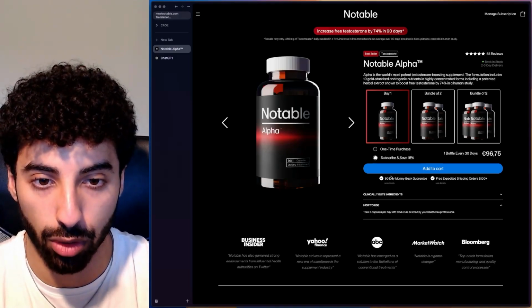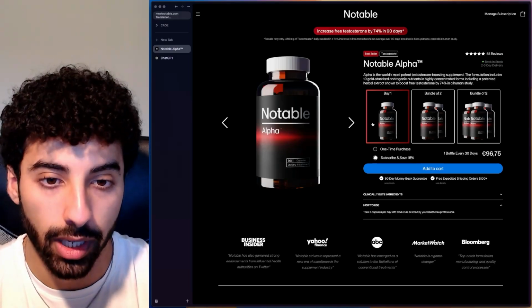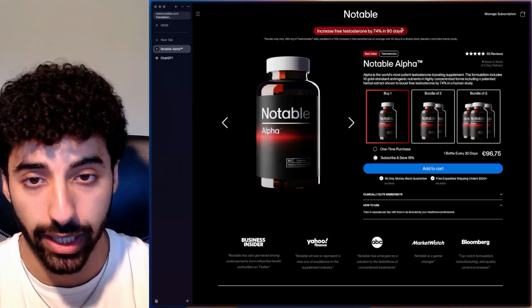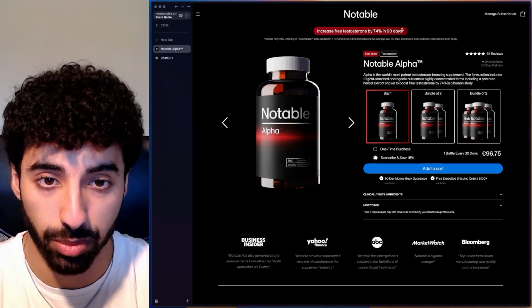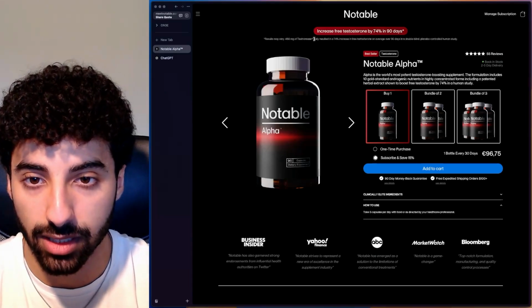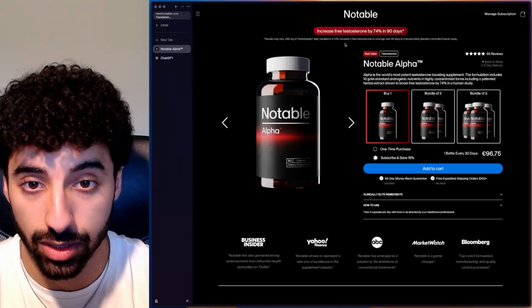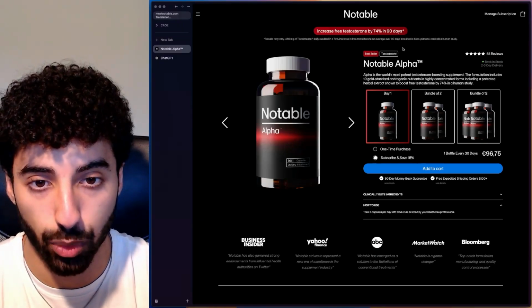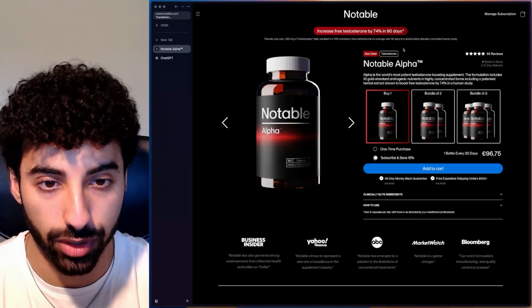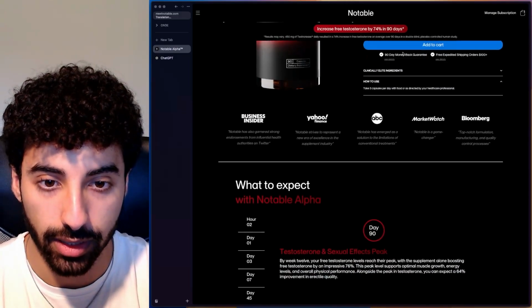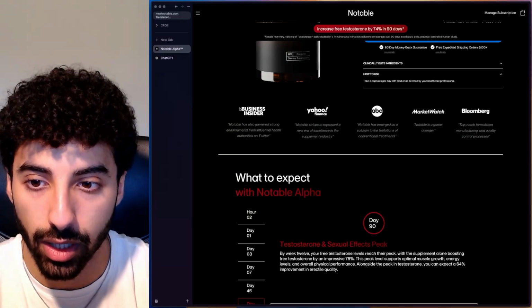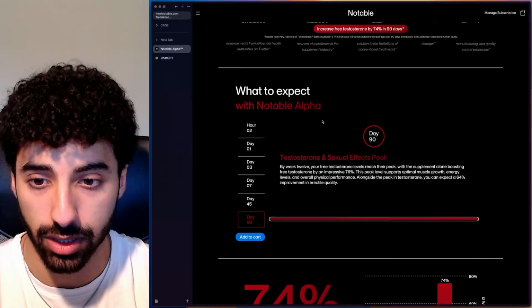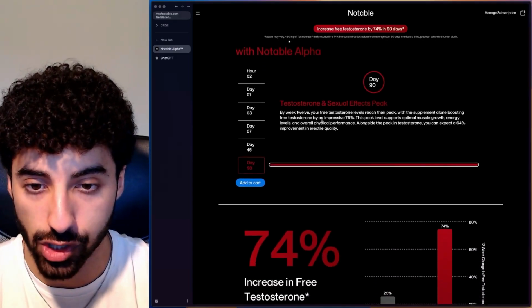So we have the strong offer component. Then we need differentiation. The first differentiation angle we can go for here is the claim they are making, which is increase free testosterone by 74% in 90 days, and they're backing that up with their formula, Test Increase, which is a study they've run, a double-blind, placebo-controlled human study. So we can use that as a claim and for differentiation. So that's also very good. Then they also have here the support of magazine social proof, very big press players, so that's also a good angle for differentiation.